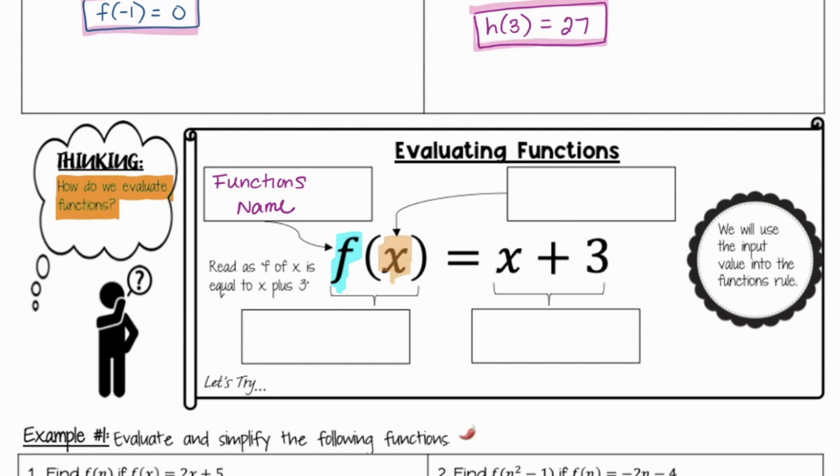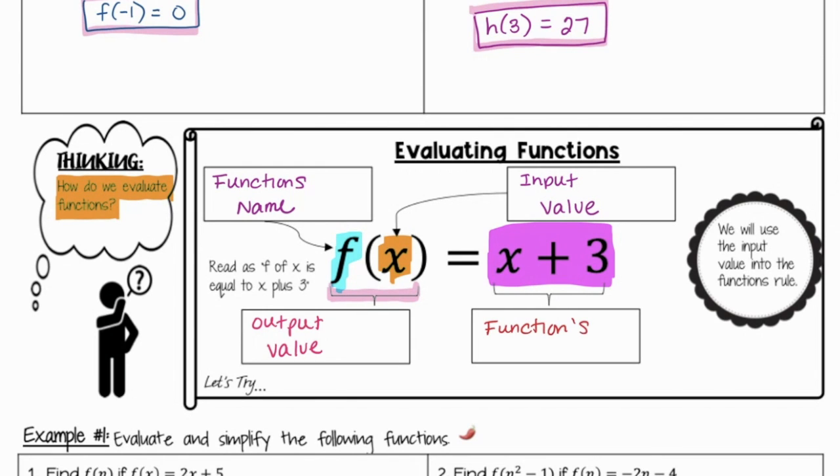Then we have this piece here, which is our x. Our x is our input. So we have an input value. Then we have the entire f of x. This entire f of x is telling us our output value. And lastly, we most often have something here: x plus 3, x squared minus 2x plus 7. All of those are the rule, the function's rule. That function rule tells us a lot and helps us with the output value when I'm given an input value.